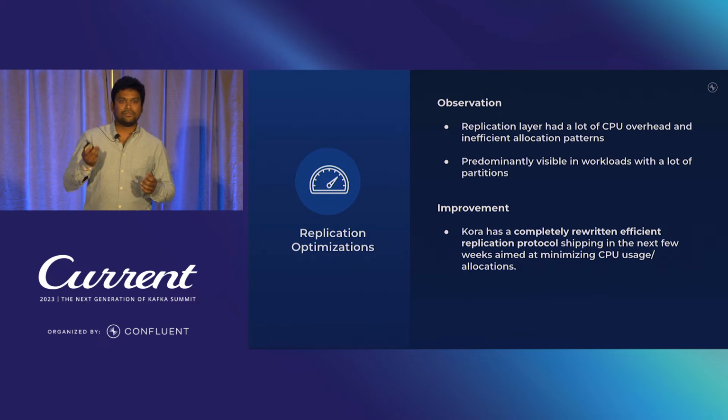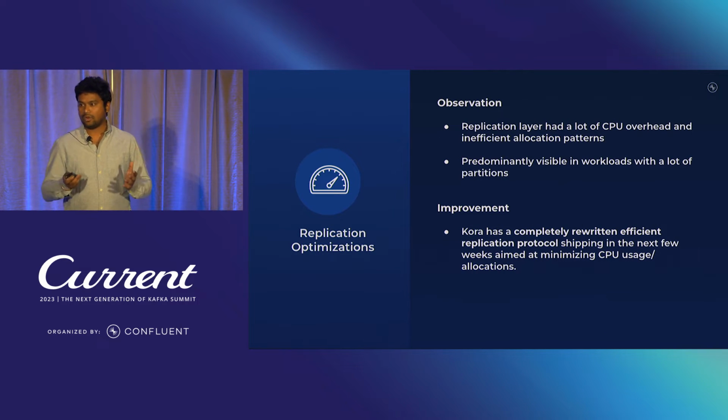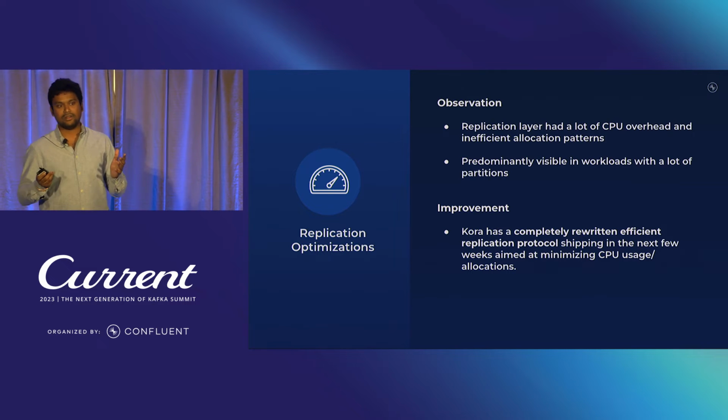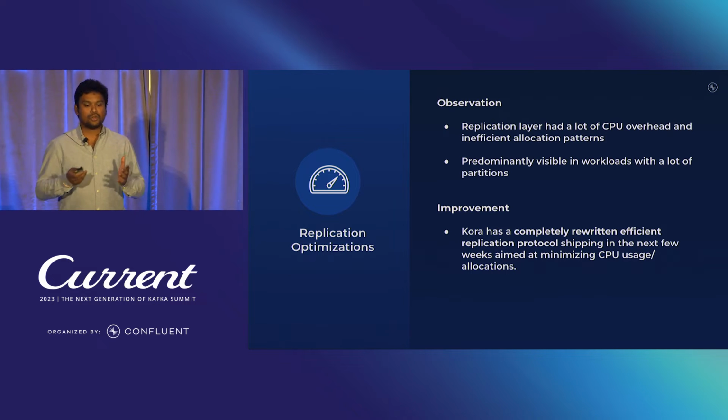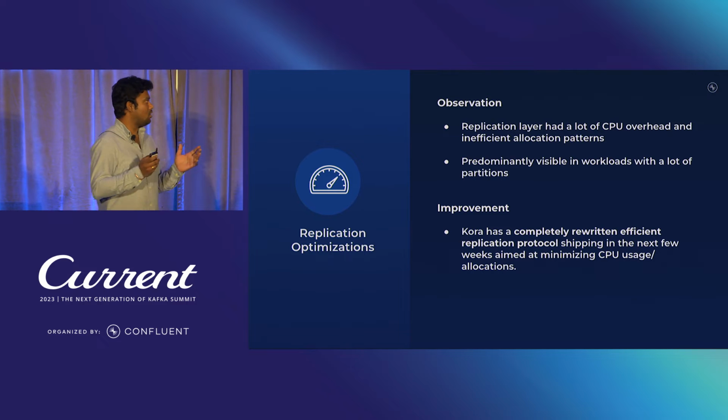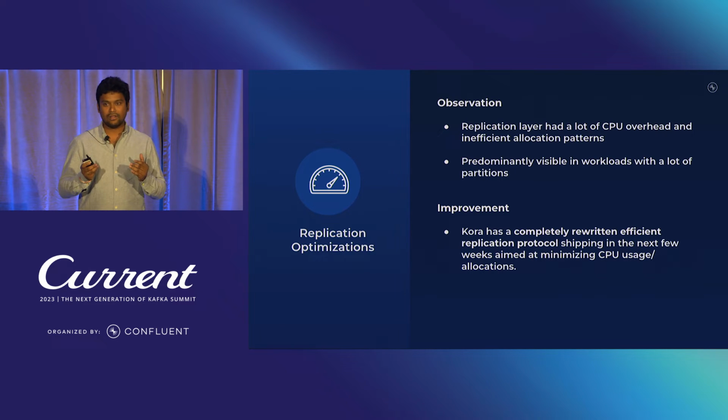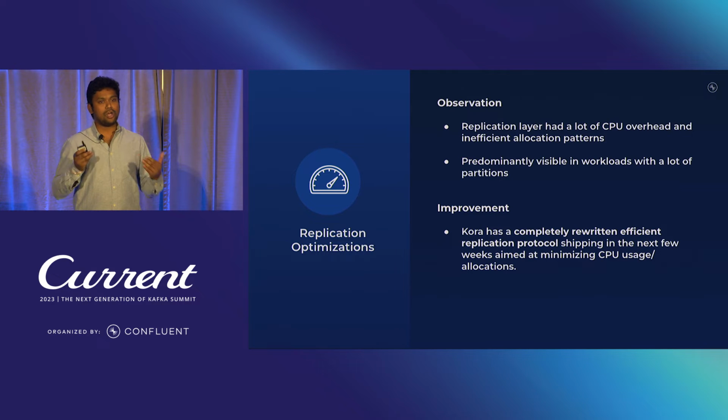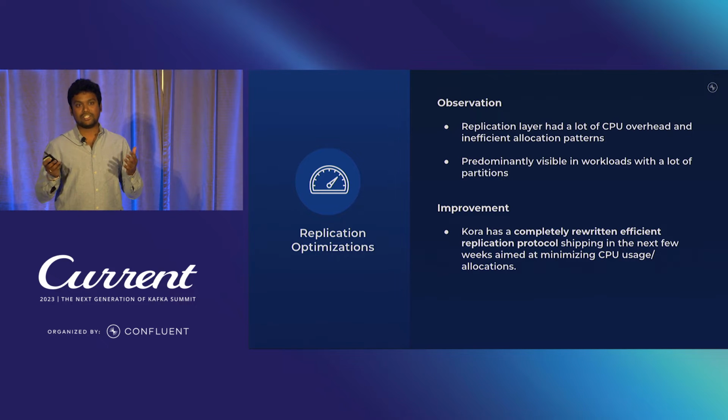All right, so let's go into each of these layers to understand what are the typical bottlenecks that we found and what we did specific to that. So the replication layer typically had a lot of CPU overhead, a lot of inefficient allocation patterns. This was predominantly visible in workloads which had a lot of partitions, all these multi-tenancy workloads that we were looking at. Replication was a big bottleneck there.